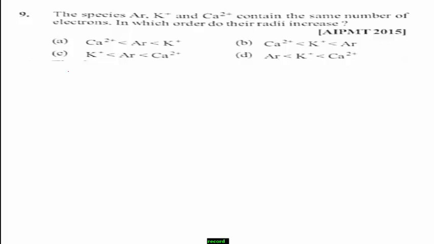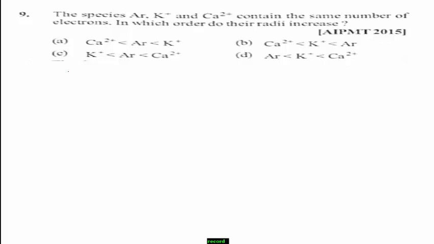Carefully observe the given options. Option B, Ca2+ less than K+ less than Ar. Option C, K+ less than Ar less than Ca2+. Option D, argon less than potassium ion less than calcium ion. Which one is the right answer, students? Which one is the correct option?